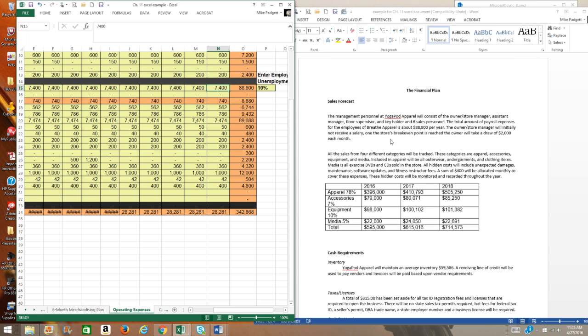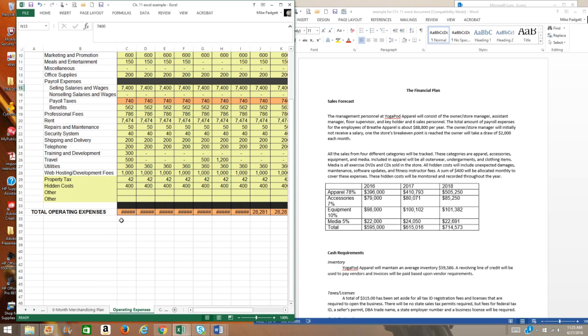And then I just mentioned that the owner is not going to take a salary. So if they're not going to take a salary, when are they going to start? I was real specific and said that until the break-even point is reached, they will not take a salary, and then they're going to take a draw of $2,000 each month. Next important thing was you talked about having $400 to cover expenses, and this was a hidden cost. Where you put the hidden cost in your Excel spreadsheet is under operating expenses. You put it under hidden cost, and you'll have 400 for each month.